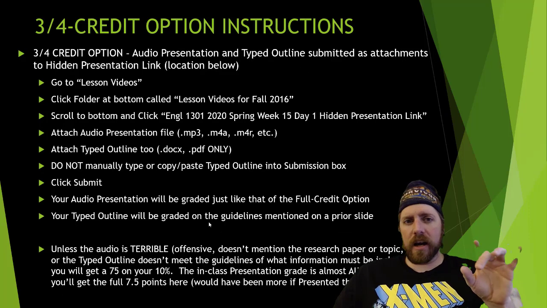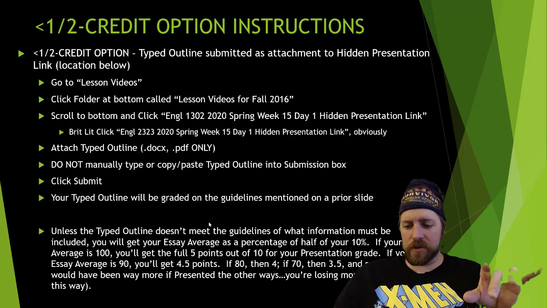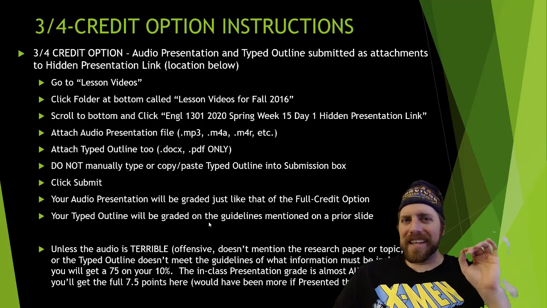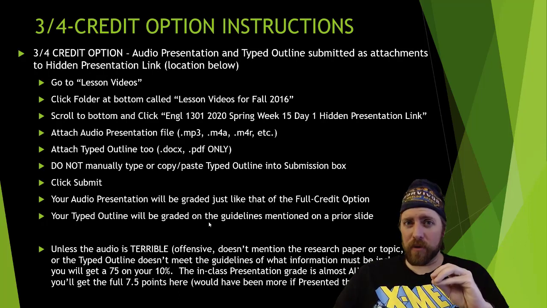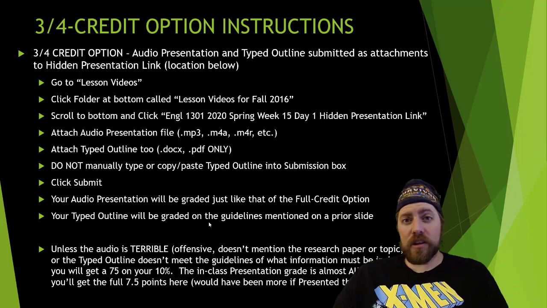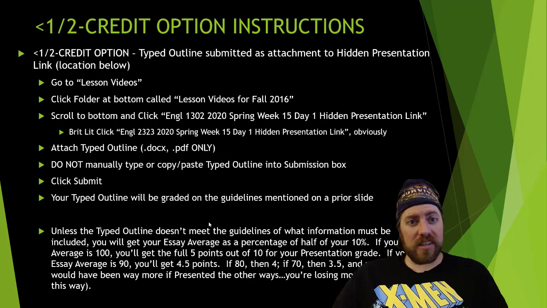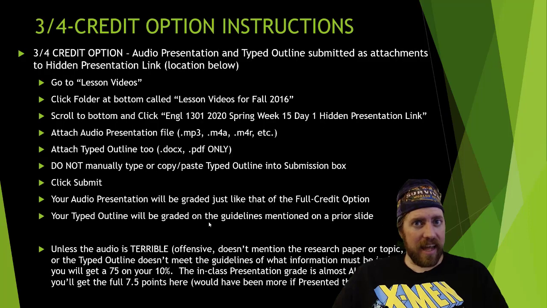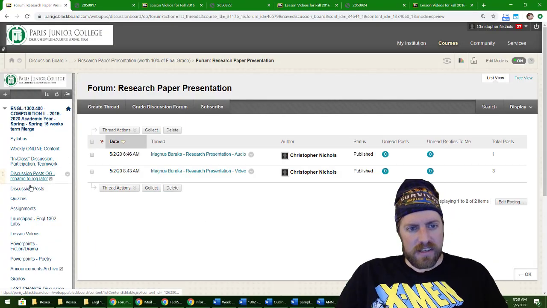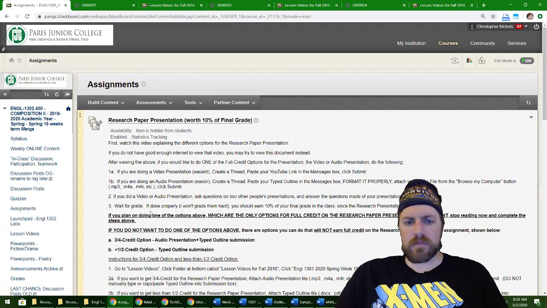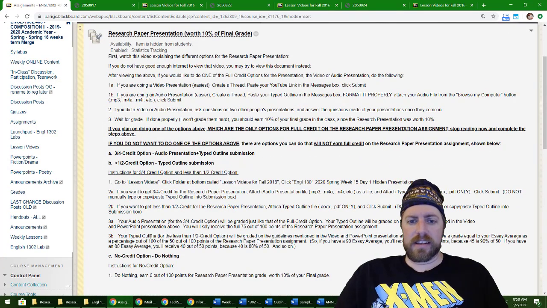The 3/4 grade option and the less than half credit options are a little bit different. You basically post the exact same stuff that you would for an audio presentation that you could get full credit for, but this way you're going to be doing it for 7.5 points. If you want to do that, or just the typed outline option, which is the less than half credit option, you would go over here, and I say this in this assignment link here, but it says if you don't want to do any of the full credit options, go below. And it says that you go to a secret area.